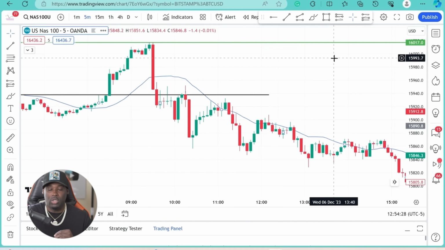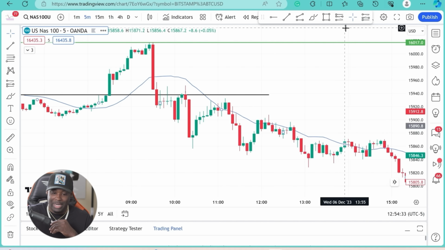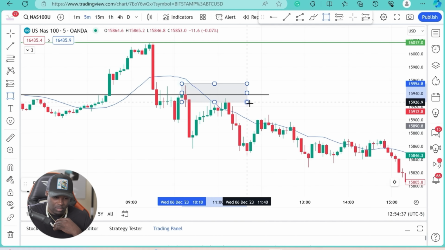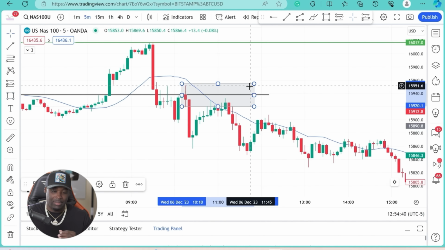Now, how do we want to draw our supply and demand? There's different ways you can draw your supply and demand. You can actually use the candle that started to move. So we can use the first candle that started to move, which is this right here. Now, sometimes that candle is very small, right?